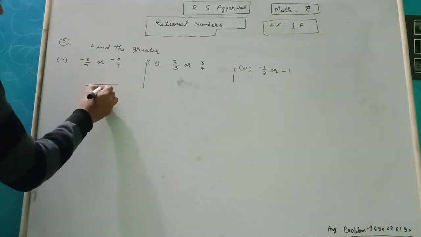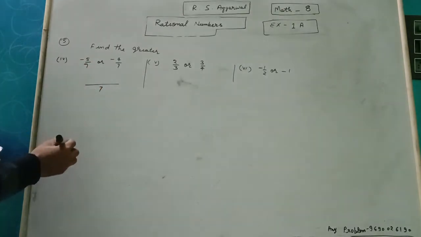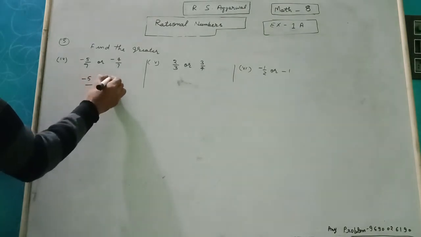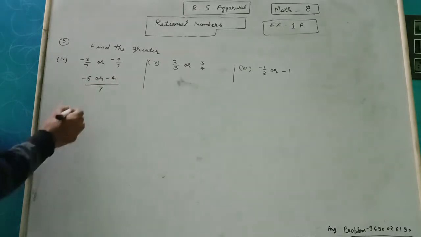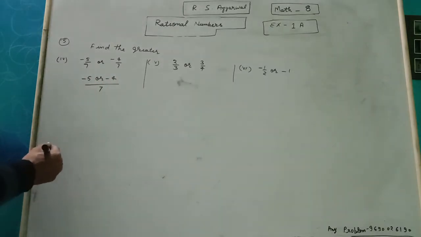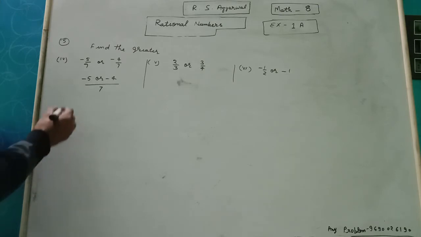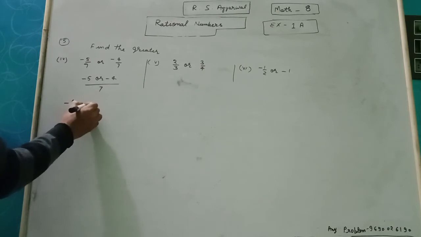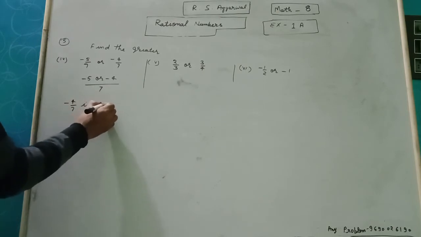Taking the LCM, the 7 and 7 will be LCM 7, minus 5 or minus 4. Minus 4 is greater, minus 5 is smaller. Minus 4 upon 7 is greater.